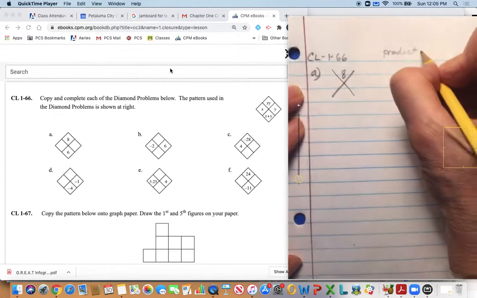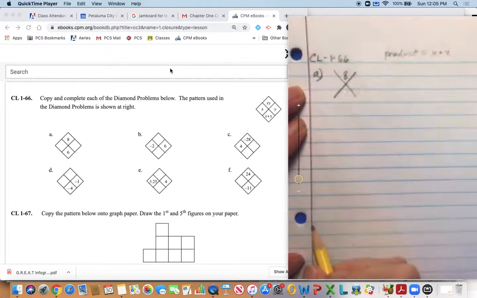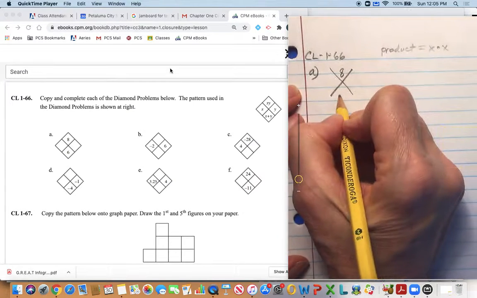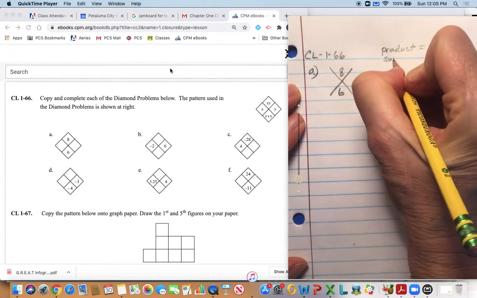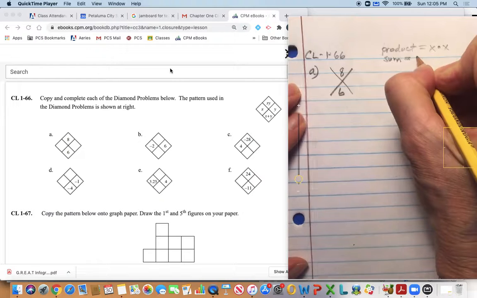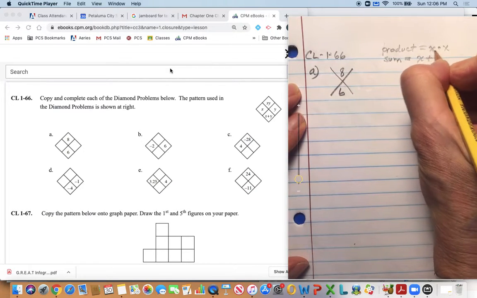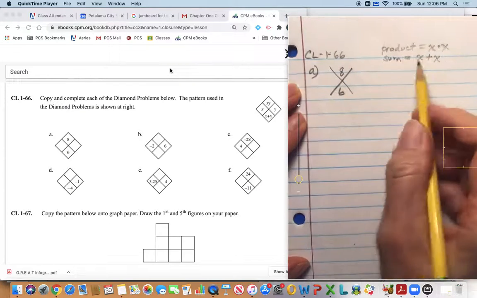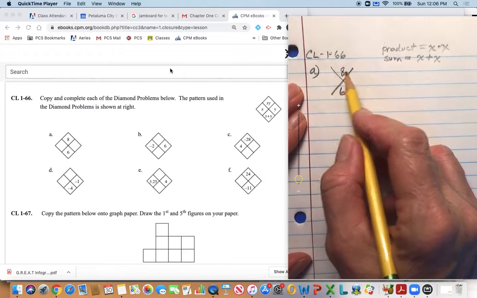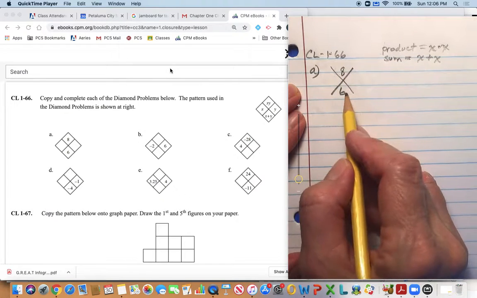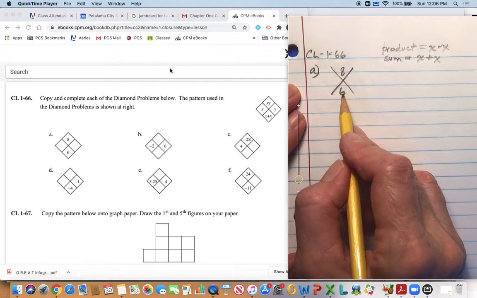So that's something times something else, all right? And then down here, you are also given the sum. And the sum is always something plus something else, all right? Okay, so that's a difference. The top is a product, so you have to multiply things. The bottom is a sum, so you have to add two things together to get to that.